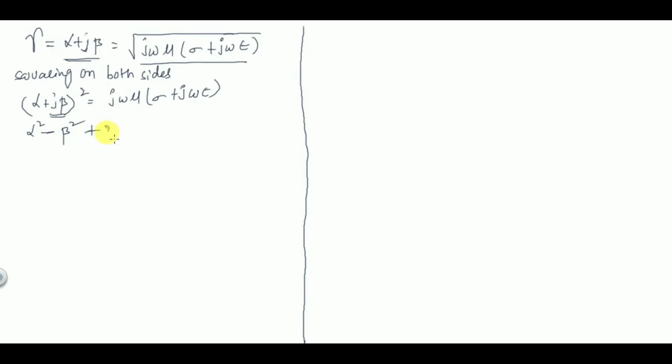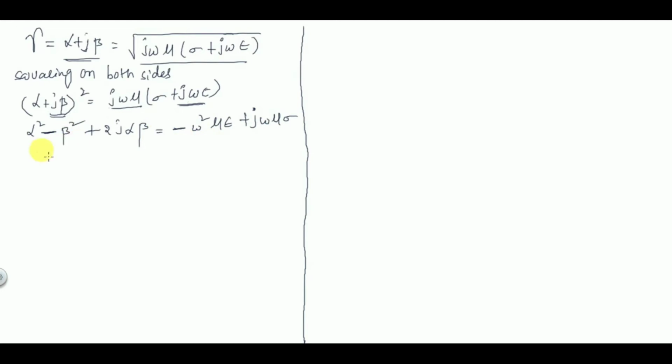So it will be 2j alpha beta. (j beta) whole square is j square beta square, and j square is minus 1, so I have taken minus beta square directly. This will be equal to, if you multiply these two, j omega mu multiplied by j omega epsilon. j into j is j square, which is minus 1. So omega into omega is omega square mu epsilon, with a minus sign, plus j omega mu sigma.